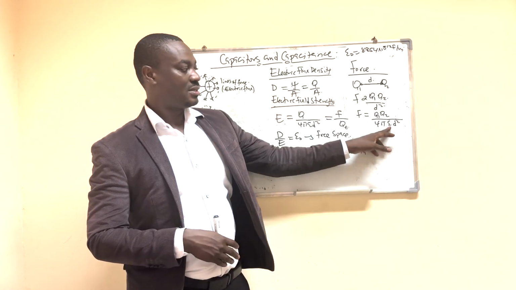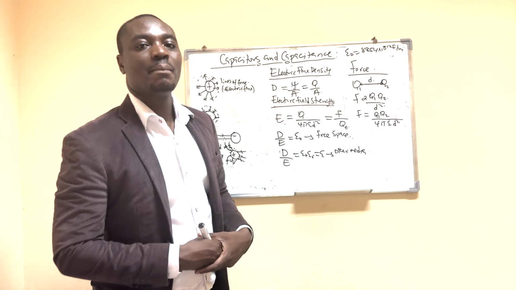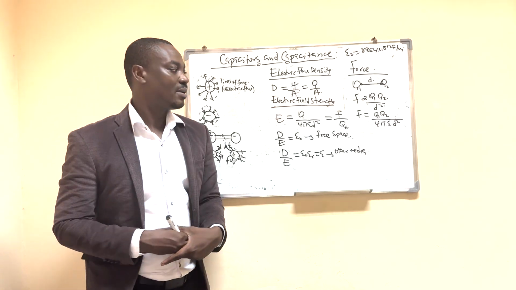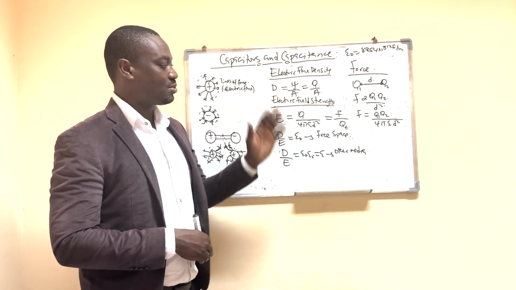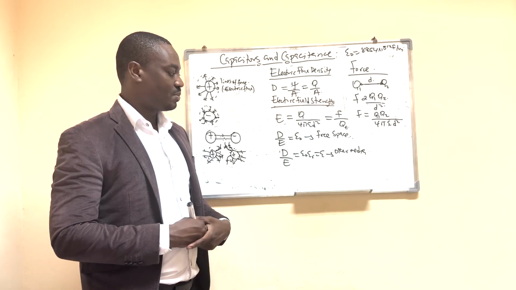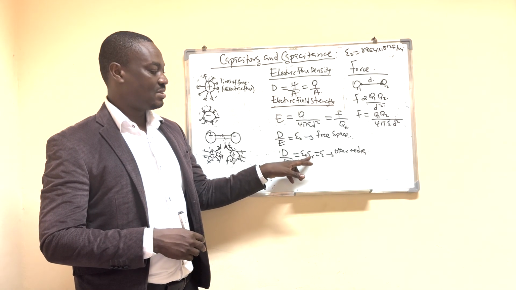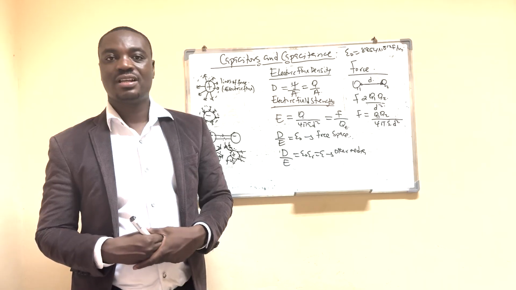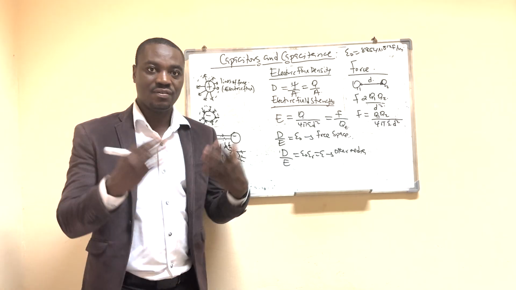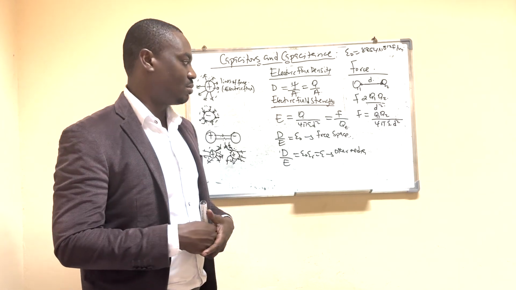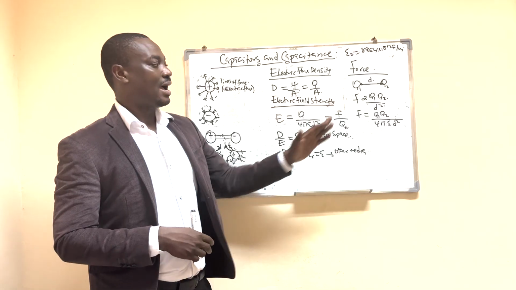And the epsilon here represents absolute permittivity, right? Absolute permittivity. And absolute permittivity is what? The permittivity of free space times what? The relative permittivity, right? Of a material or medium. Right. Now we have our force.